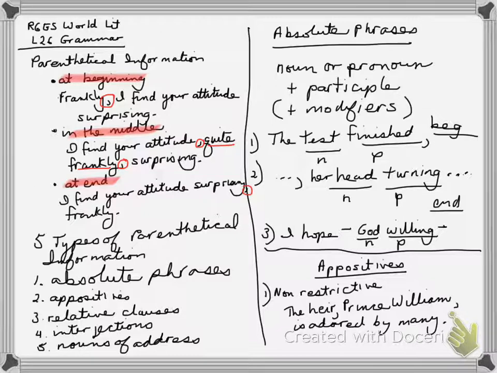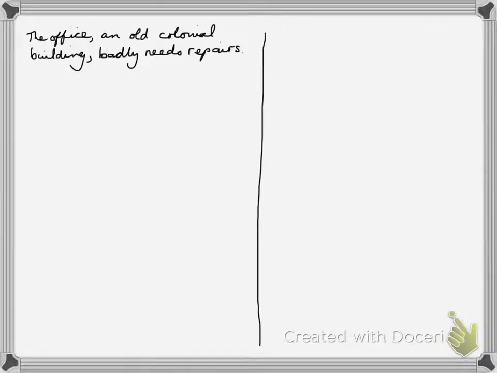So in this sentence here, as we've got it written down, Prince William is my non-restrictive appositive, and I am surrounding that by commas. Let's look at another example. Okay, a second example here. The office, an old colonial building, badly needs repairs. The appositive phrase, an old colonial building, describes the noun office. This is a non-essential, or we call it what, non-restrictive appositive.